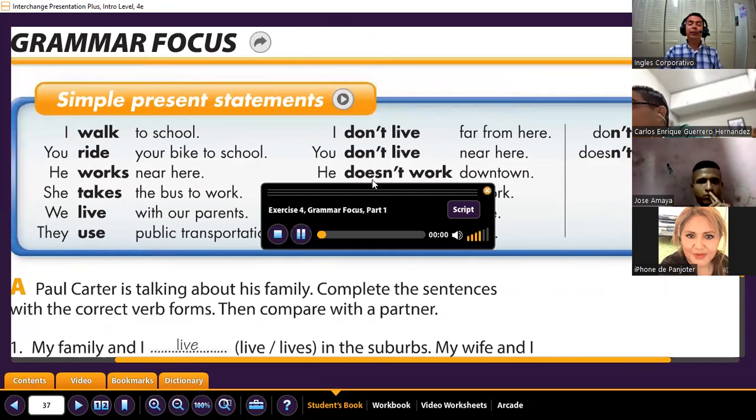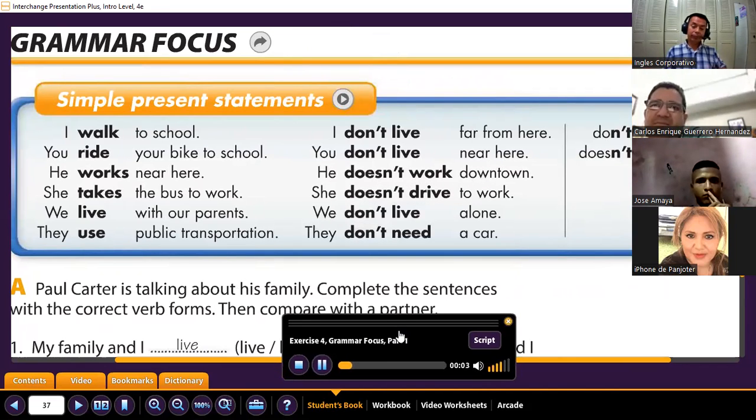Listen. Page 37, exercise 4, grammar focus. Simple present statements. I walk to school. I don't live far from here. You ride your bike to school. You don't live near here. He works near here. He doesn't work downtown. She takes the bus to work. She doesn't drive to work. We live with our parents. We don't live alone. They use public transportation. They don't need a car. Don't equals do not. Doesn't equals does not.